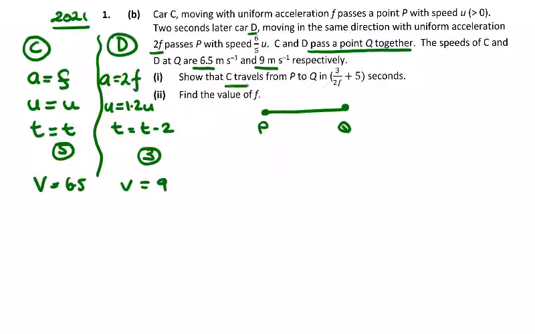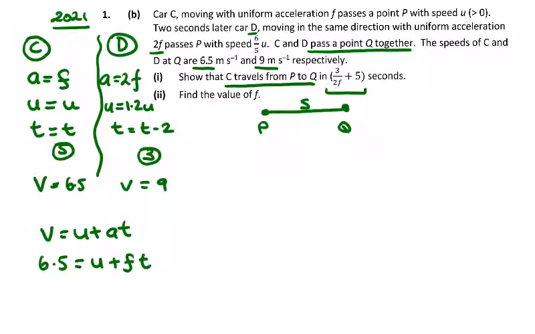Show that C travels from P to Q, so we're looking for the distance traveled in 3 over 2F plus 5 seconds. So, what do we have? We have V U A T here. So let's start with V is equal to U plus AT. So 6.5 is equal to U plus A, which is F, times T. So our unknowns are F and T.